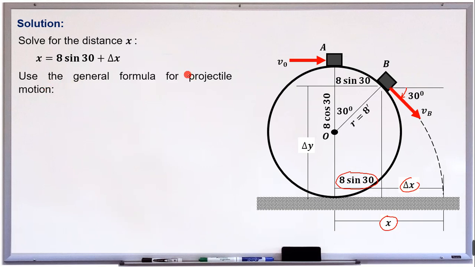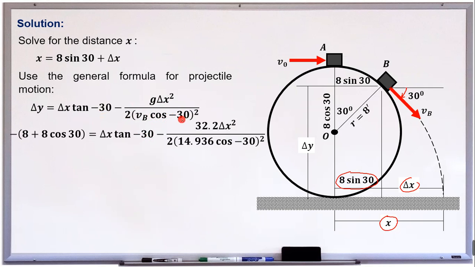So use the general formula for projectile motion in order to solve for the delta x. We have the general formula for the projectile motion. We have the height is equal to the range delta x tangent of the angle of inclination of its initial velocity. So we take the negative angle for this case. It's because the rotation of this angle is clockwise. So we have negative 30 degrees minus g delta x squared all over 2 VB cosine negative 30 squared.